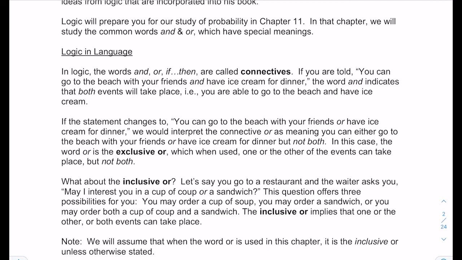There's also an inclusive or. So let's say you go to a restaurant and a waiter asks, "May I interest you in a cup of soup or a sandwich?" This time the word or offers three possibilities for you. You may order a cup of soup, you may order a sandwich, or you may order both a cup of soup and a sandwich. This is known as the inclusive or. And when we refer to the word or in this chapter, we're going to assume that it's the inclusive or.